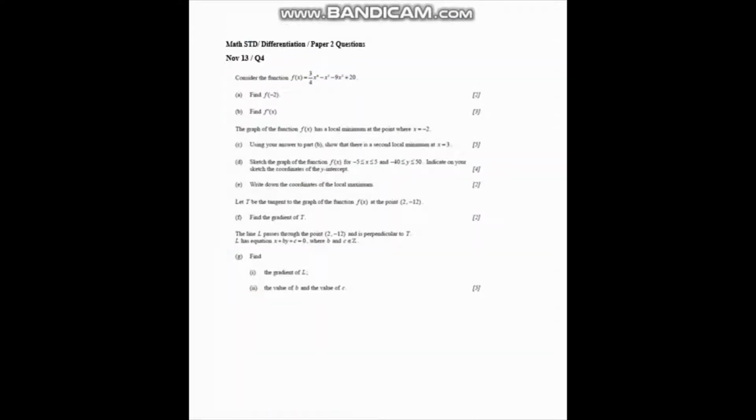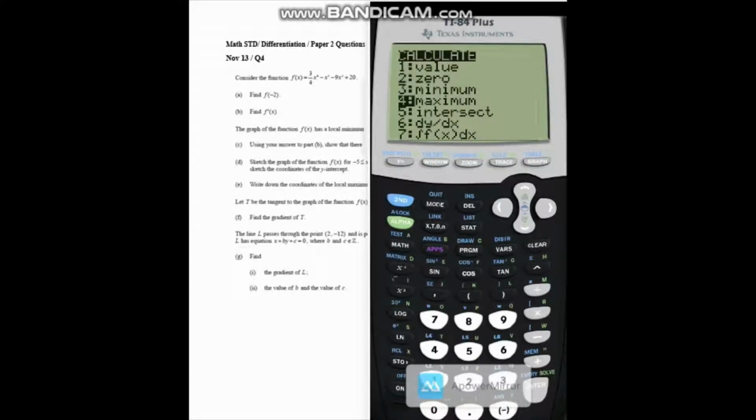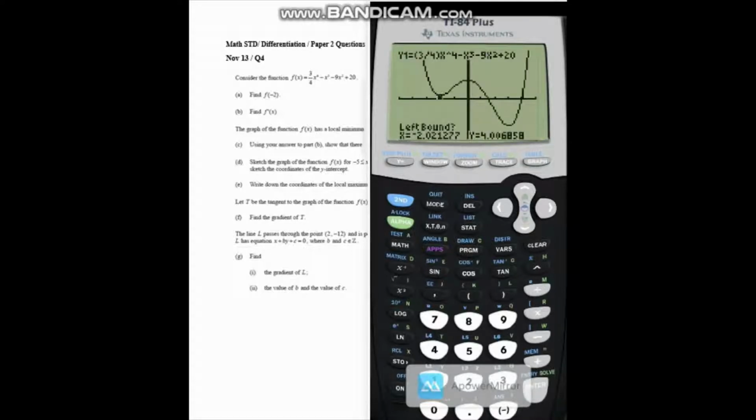Next, in E, you are required to write down the coordinates of the local maximum. So second, trace, maximum, left bound, right bound, guess.